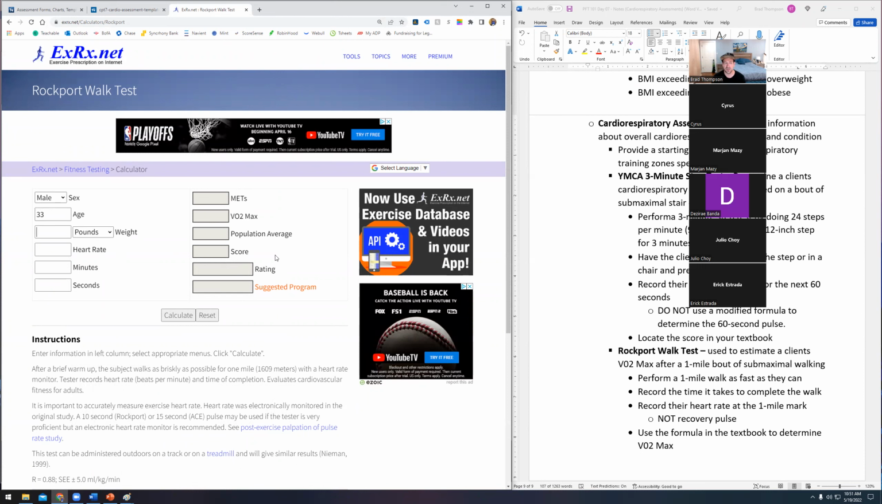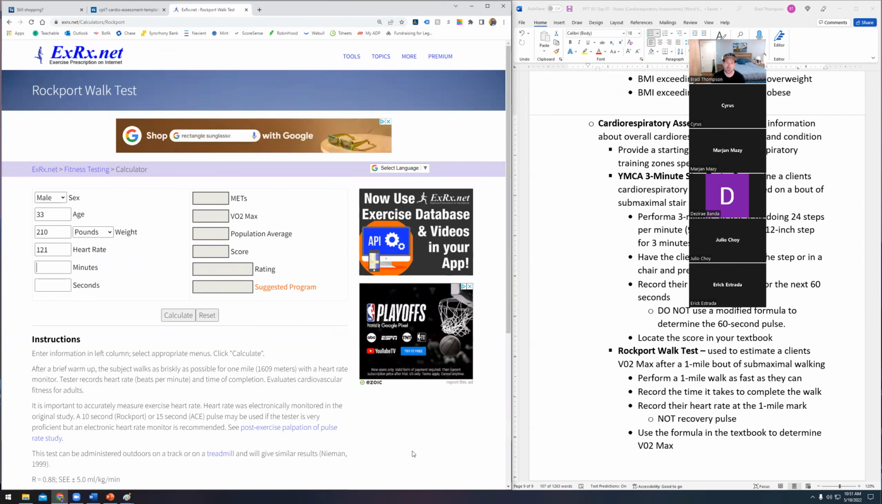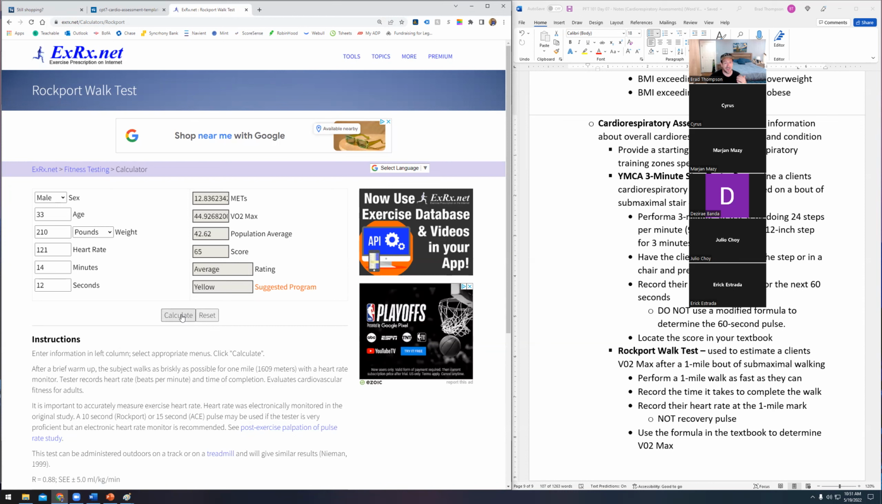So we'll say Bob is 210 pounds. We'll say his heart rate at the end of the assessment was 121 beats per minute. And let's say it took him, he was trekking, let's say 14 minutes and 12 seconds to complete this test, which by the way is walking a full mile. So it will take quite a while, it's not the fastest test. I like this assessment, but it is lengthy.